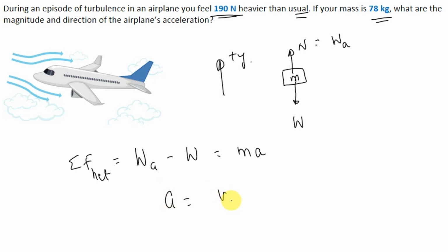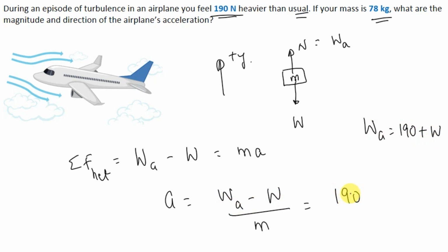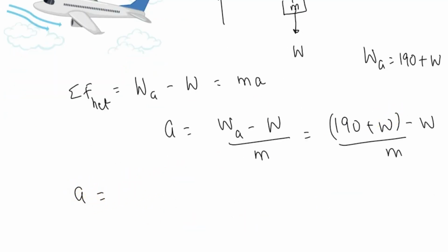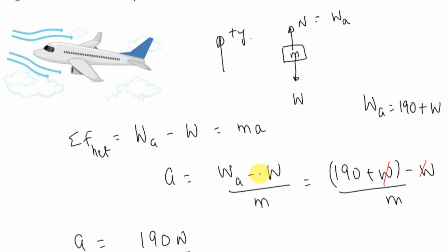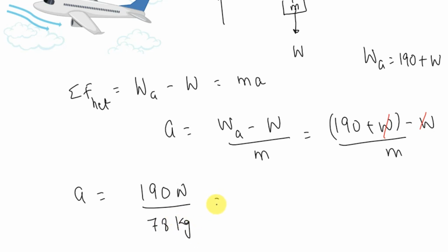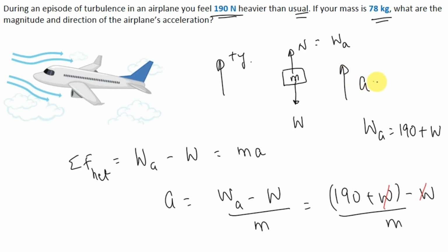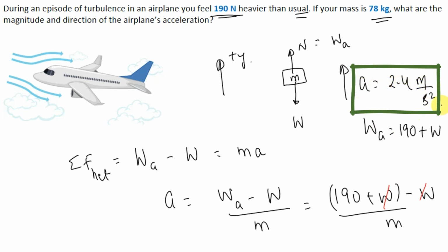Now from here the acceleration a equals WA minus W divided by m. The apparent weight is 190 Newton heavier than the usual weight W, so we can replace WA with 190 Newton plus W. Then minus W, divided by the mass. Now W and W will cancel and we get 190 Newton divided by the mass. The mass is given as 78 kgs, which comes out to be 2.4 meter per second squared. Therefore the direction of the acceleration is upward, with magnitude 2.4 meter per second squared. So this is the required answer.